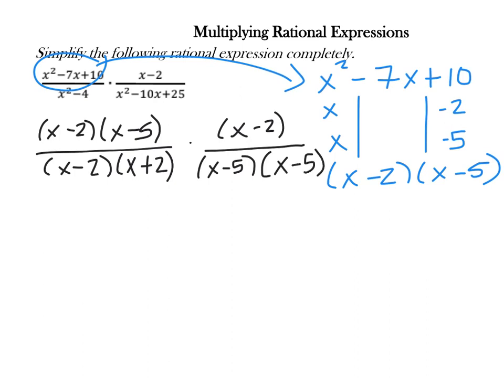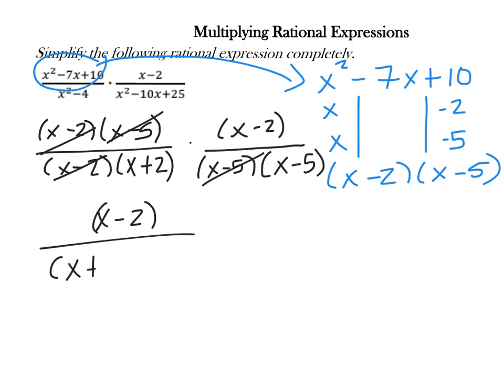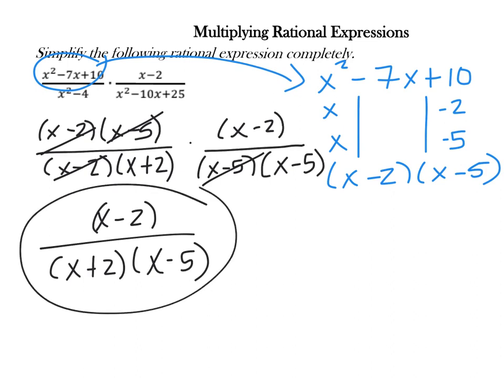Now, I can combine everything together. The numerators stay together, the denominators stay together, or I can just see that some stuff is going to already cancel out. So if you notice, the numerator and the denominator have common like terms. Here I have an x minus 2 and an x minus 2, while on the other side I have an x minus 5 and an x minus 5. Now when I combine everything in the numerator and everything in the denominator, I'm just left with x minus 2 divided by x plus 2 times x minus 5. And this is pretty much our answer.